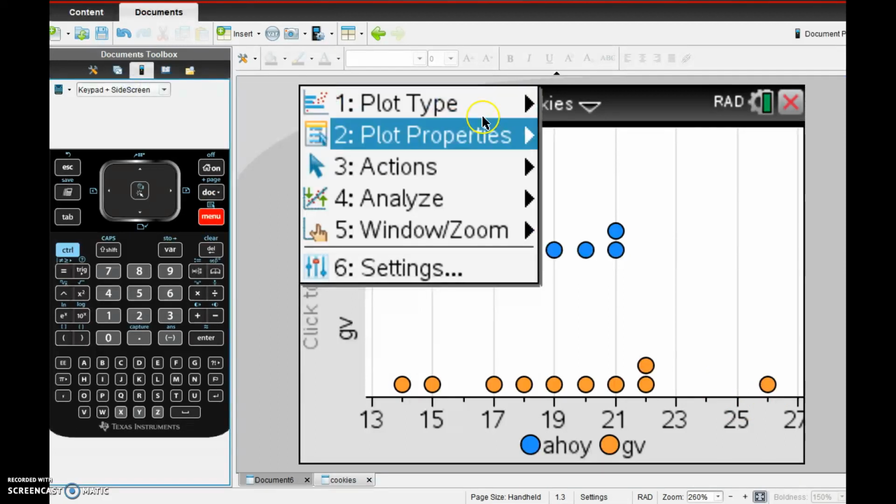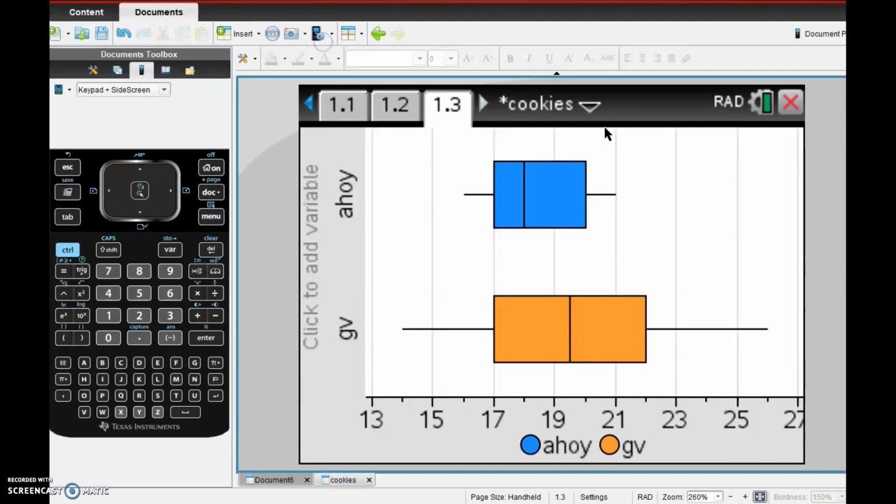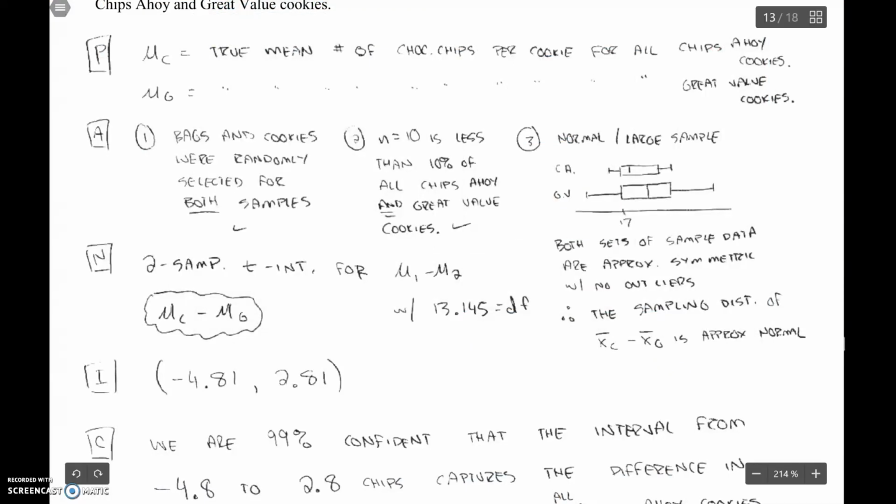Might be easier to look at a box plot. Certainly easier to copy these on your paper. No outliers. This is skewed a little bit to the right, but not much, so I'm going to say we're good. I have to copy those graphs, label them, and then make a comment. Both sets of sample data are approximately symmetric with no outliers. Again, this is optional, or actually this is just not needed anymore, so don't say that.